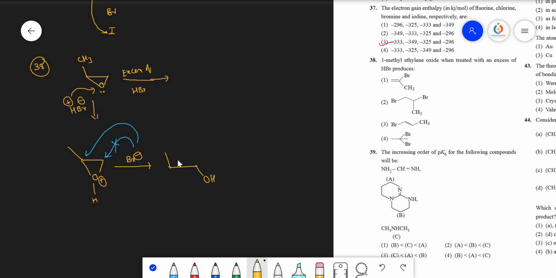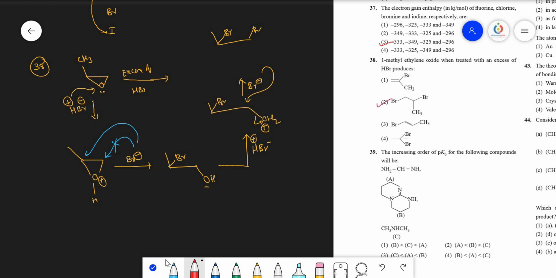Here OH, here Br. Next they said excess of HBr, so you need to use 1 more mole of HBr. Again protonation takes place over the alcohol, giving OH2 plus, here Br is there, and in the next step Br minus attacks from the back side. There is a loss of the H2O molecule, so we get 2 bromines on the adjacent carbon atoms. So option 2 is correct.